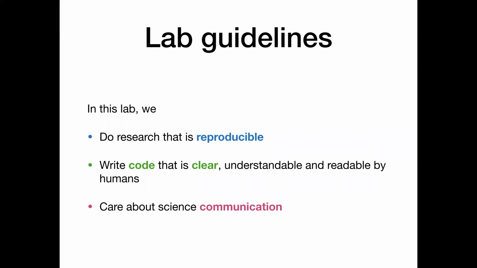In terms of the lab guidelines, there are three main things that we try to do in the lab. So we try to do research that is reproducible. We write code that is clear, understandable, and readable by humans. And we care about science communication. This is on top of doing good science. We believe in the lab that it's not enough to do good science, that it really matters that the science that we do is reproducible, it's clear, and it's well presented, written, and visually.